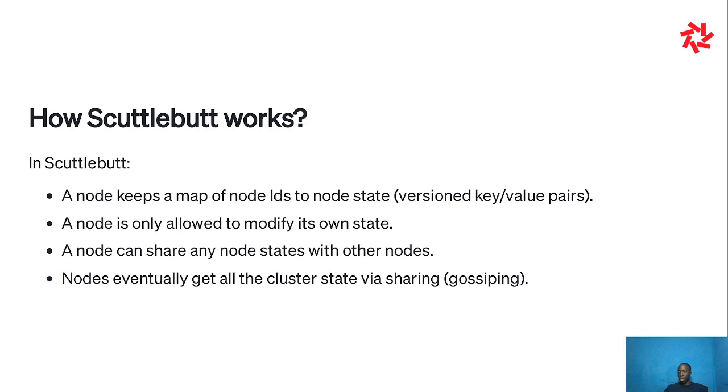So the nice thing is a node is only allowed to modify its own state, so we don't need to deal with conflict resolution about which one modified which one. And a node can also share any other node's state. So this means if, for instance, node A receives an update from node C, it can pass that update from node C around to other nodes, saying, hey, this is what I got from node C. Do you have it? If you don't have it, then make sure you register it. And with this, nodes eventually get all the cluster state via sharing or gossiping, via this anti-entropy gossiping.